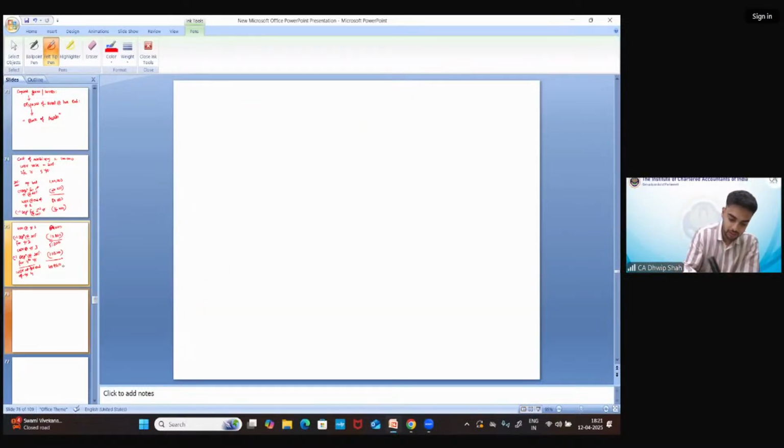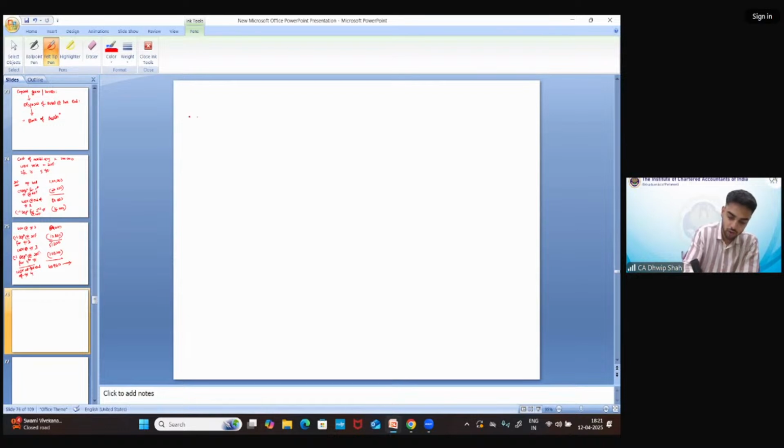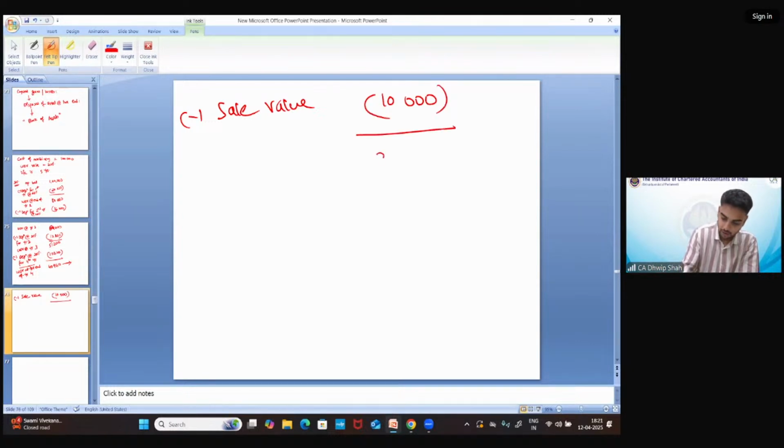And this is my WDV in books of accounts. And I have sold it. My selling price is 10,000. So can I say I have incurred a loss of 3960? This is nothing but short-term capital loss. This you will learn in the chapter of capital gains.